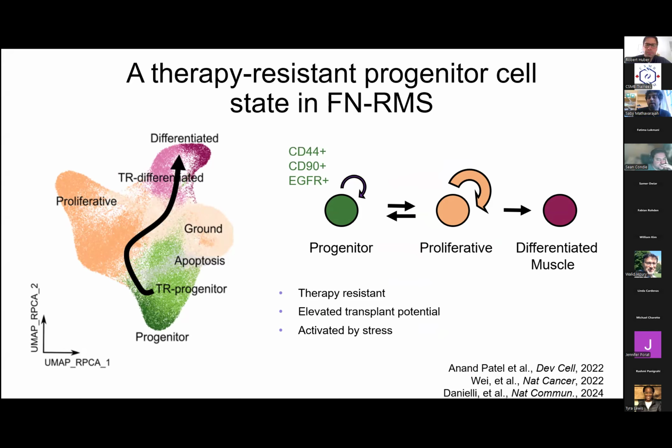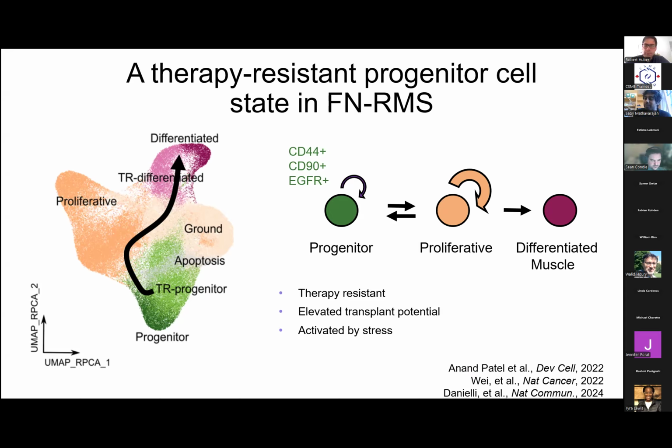And then you have this third population that our lab has spent most of our time thinking about. It's this progenitor population, and they seem to be expressing unique markers like CD44, CD90, and any cancer stem cell people here will realize that is a very standard marker for cancer stem cells, and that's really what these cells are, these progenitor cells. They look like mesenchymal cells during development, and they have features that make them quite interesting in the context of therapy response. Mainly, the most important feature is that they're therapy resistant, and they seem to be activated by stress.